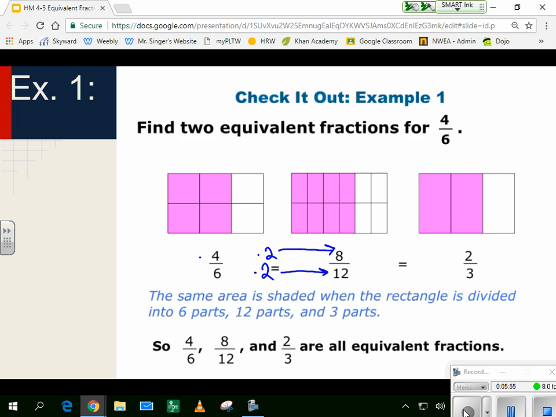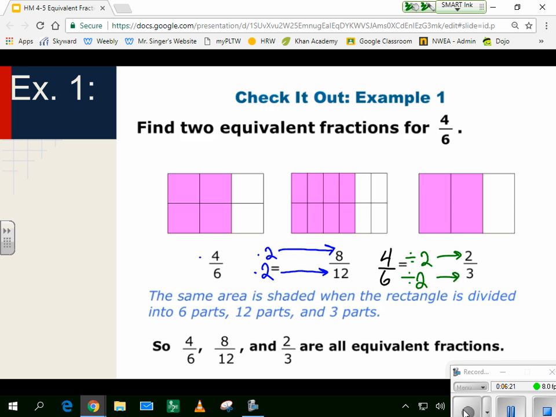So if I look again, I'm going to rewrite this a little bit. Let's say we have 4/6 again. I can find a number, if possible, to divide 4 and 6 by equally. Well, since both are even numbers, I know that I could divide by 2. And what I do to the top, I do to the bottom. So 4 divided by 2 is 2, and 6 divided by 2 is 3.